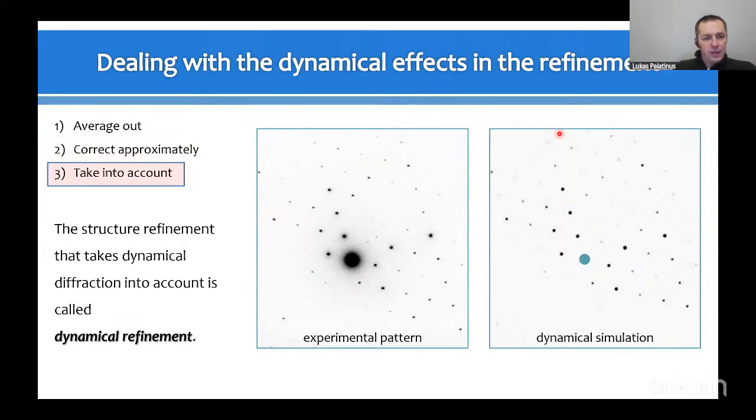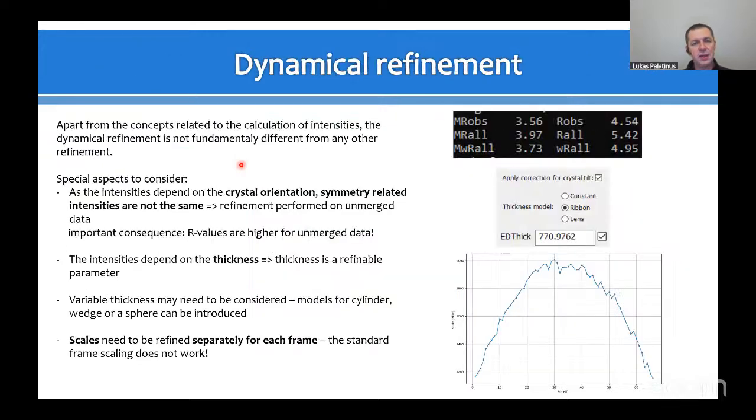And finally, the final option is, of course, taking the dynamical effects into account. Don't ignore them, just admit they are there and do the calculations of intensities with the dynamical effects taken into account. This is called dynamical refinement in short. And in the remaining few minutes, I want to say a few words about the dynamical refinement.